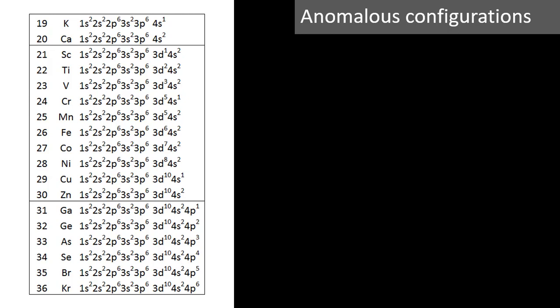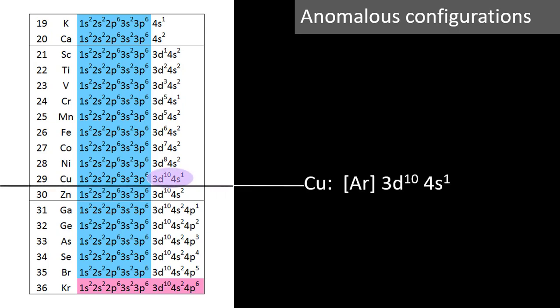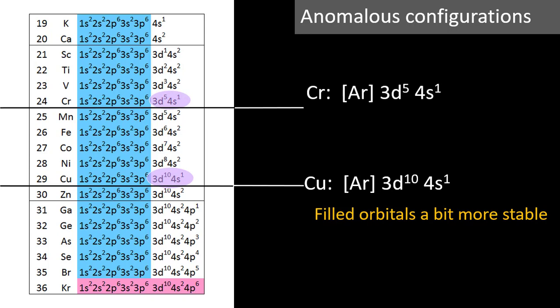So the last thing I want to say at the moment is I want to highlight a couple of apparent anomalies in the configurations. As we fill the 3d orbitals for the first row of the transition metals, we might have expected copper to show a 3d⁹ 4s² configuration, but it actually shows a 3d¹⁰ 4s¹ configuration. Similarly, we might have expected chromium to show a 3d⁴ 4s² configuration. It's actually 3d⁵ 4s¹. What this means is simply that the observed configuration is lower in energy than the configuration we might have expected.